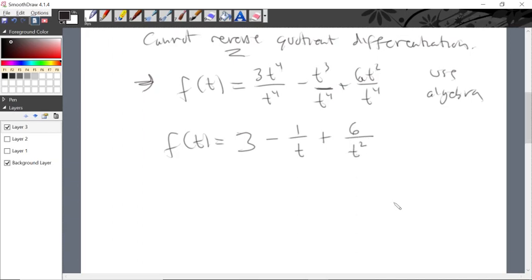So we have 3 terms here. We can find their antiderivatives. I'm going to go ahead and write these last 2 terms as power functions, so that we can use the reverse of the general power rule. So f of t equals 3 minus t to the negative 1 plus 6t to the negative 2.